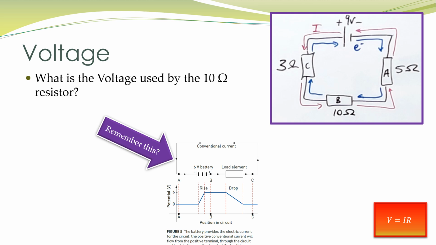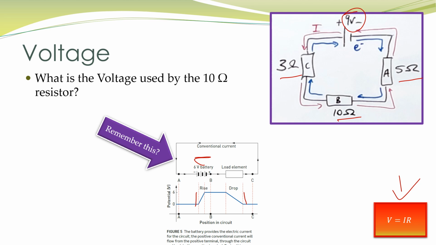Now, remember in the previous video, I spoke about this little image here where I showed that the battery has potential energy that it puts in the circuit, and there's this rise here, and that energy is used, and we say the potential drops as it goes through the load element. In this particular scenario, I've got my 9 volts in my battery, and that energy is going to be shared between this resistor, this one, and this one over here. All right, so now I particularly want to know what is the voltage used up by the 10 ohm resistor.